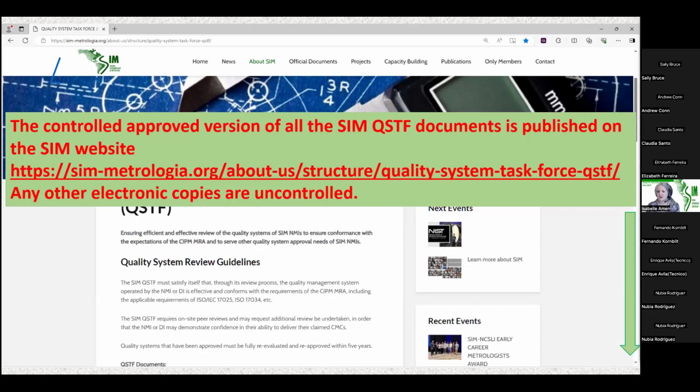Documentation is published here so that it's also available to SIM institutes and designated institutes that are not part of the 16 QSTF delegates member and therefore do not have access to the SIM SharePoint. The QSTF documents are uploaded on this page by the SIM QSTF secretary once they have been approved.